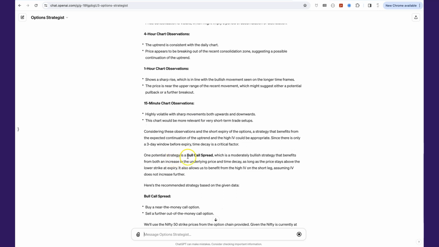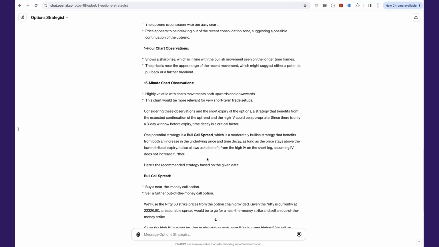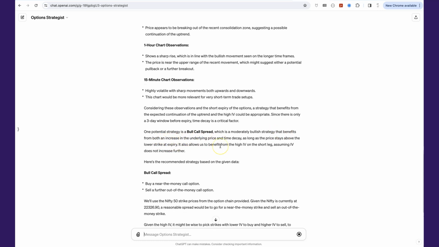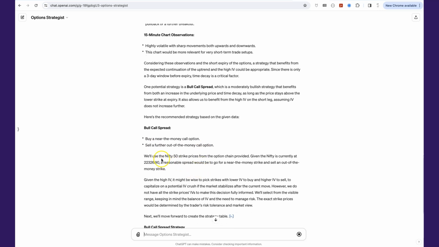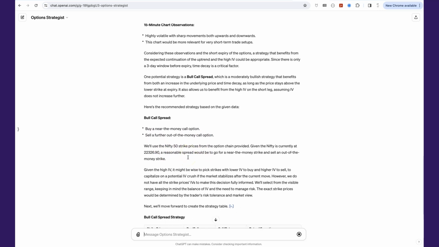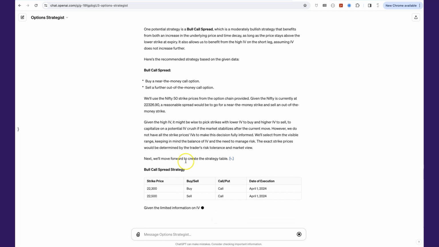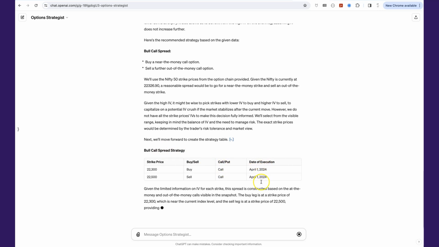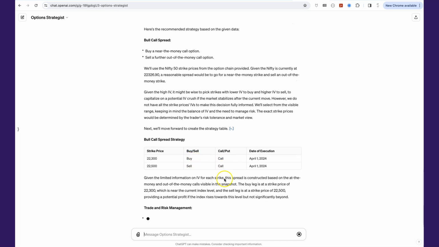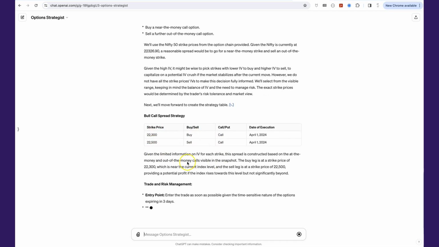One potential strategy is a bull call spread, which is a moderately bullish strategy that benefits from both an increase. So for the bull call spread, buy a near the money call option, sell a further out of the money call option. We'll use Nifty 50 strike prices from the option chain, and so yeah, this is what it suggests for the bull call, and says this is when you execute it. So you're basically buying and selling calls at these strike prices.